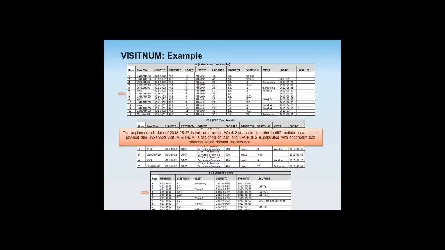So the first record that I've identified here is from the lab data set, row number 7. It's originally collected as an unplanned visit, unscheduled labs, and it occurred on the same date as the week 2 labs were drawn, 2013, May 27th. And in order to differentiate these two, we sorted by date and assigned the unplanned visit a visit num of 2.01. And in the SV domain for SDTM subject visits, we populated the unscheduled visit description variable SVUPDES with descriptive text showing which domain this data came from. So you'll see that on row number 4 in the SV table.